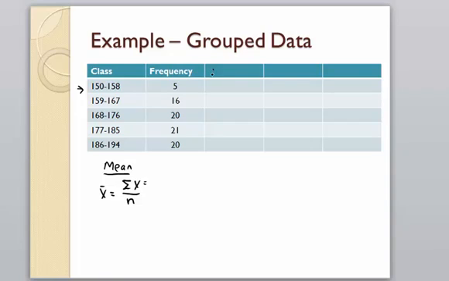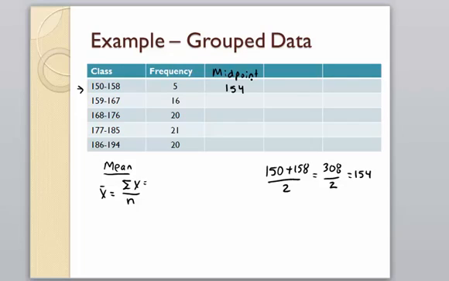I'm going to add a column to this example, and we're going to calculate the midpoint for each of these 5 classes. Remember that in order to calculate the midpoint, you take your 2 class limits, like 150 and 158, add those together and divide by 2. So 150 and 158 gives me 308. We'll divide that by 2, giving me a midpoint of 154. We would continue to do that in each of the other 4 classes, getting those midpoints.